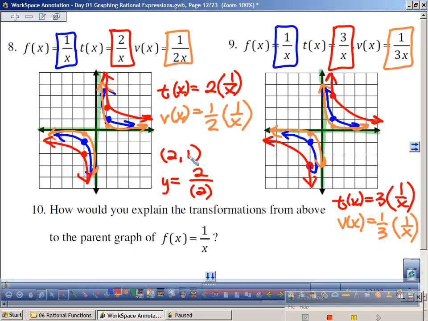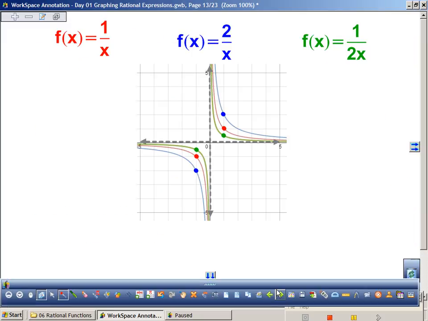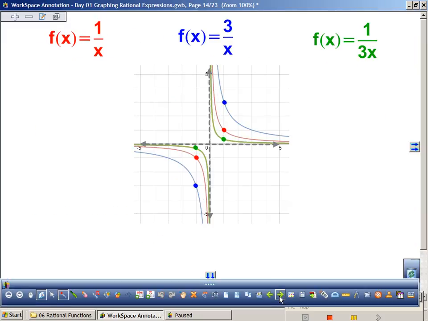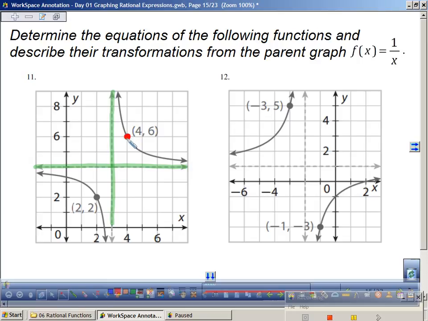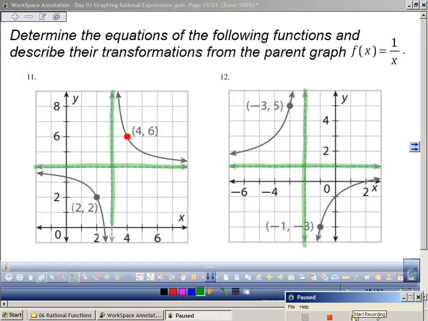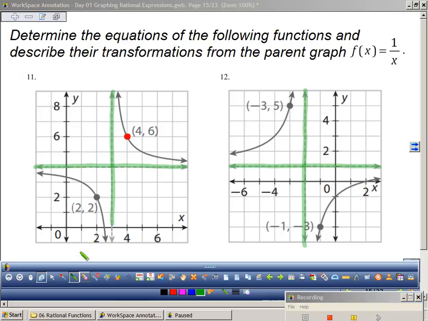Okay, got a challenge for you now. Isn't that pretty? Okay. Can you work in reverse? If you know your horizontal and vertical asymptotes, and you have a reference point, can you come up with the equation? Work with your table group. Let me see you do it. Ready? Okay.